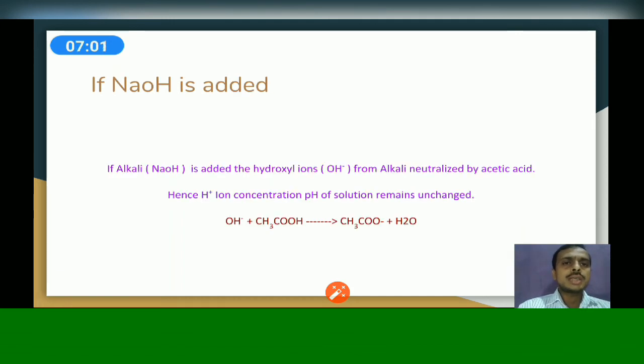If NaOH is added, if we add NaOH into the acidic buffer, NaOH dissociates into OH minus. So this OH minus will take a proton from the weakly ionized acetic acid to form acetate ion and H2O. So the OH minus ion concentration in the solution is 0, which indicates that pH remains unchanged. Hence, H plus ion concentration and pH of solution remains unchanged.